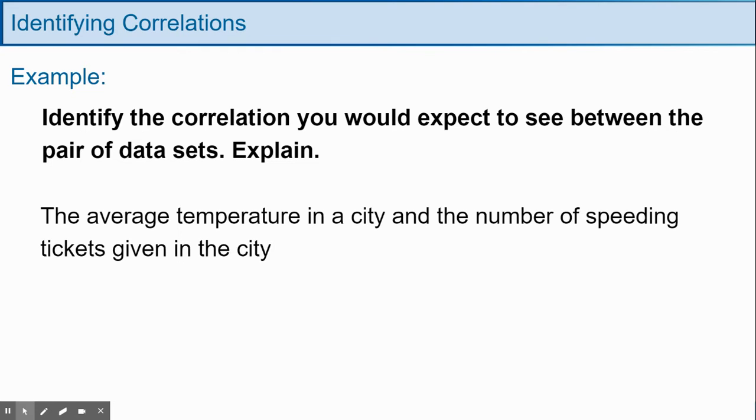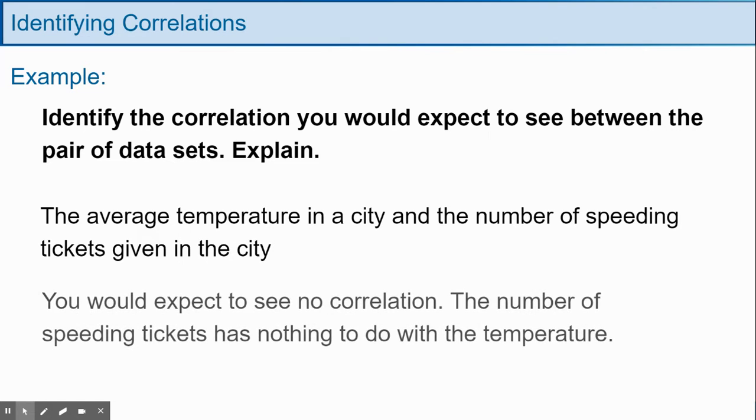So we are going to take this example, the average temperature in a city and the number of speeding tickets given in the city. So if we think about those two topics, do those actually have a correlation? Well, you'd expect to see no correlation here because the number of speeding tickets has nothing to do with the temperature. Hopefully not. So that's the explanation that you guys will be explaining on these.